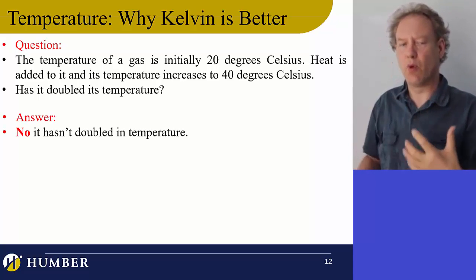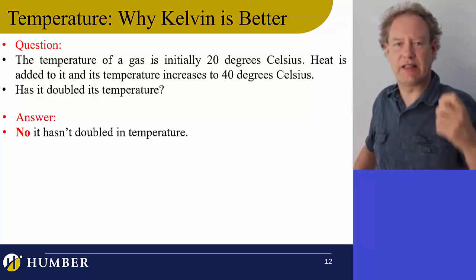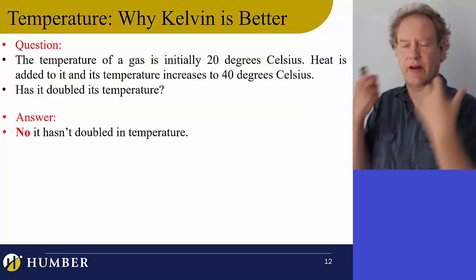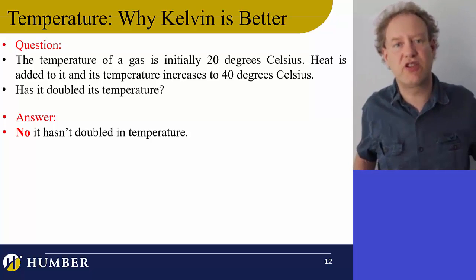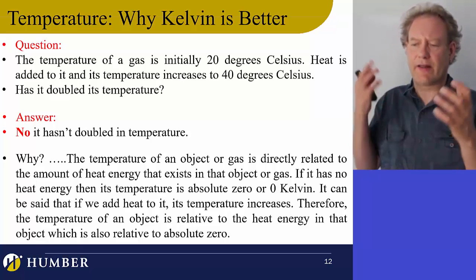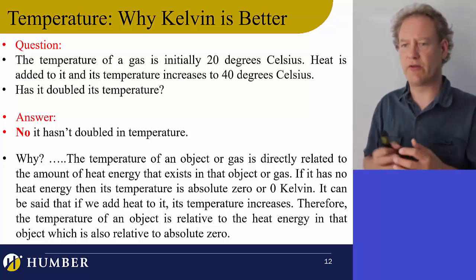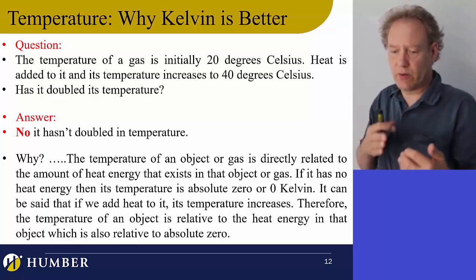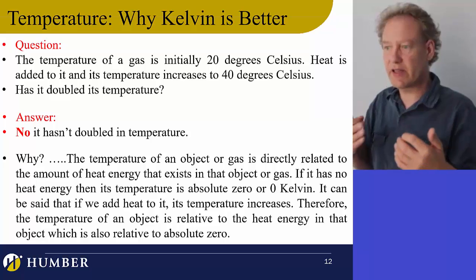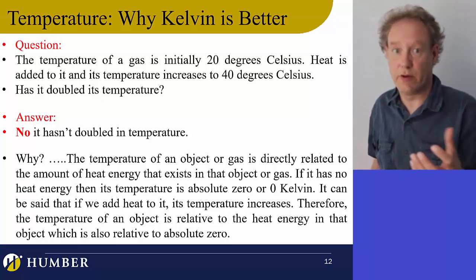We added more heat and the temperature went up a bit, but when we're actually doubling temperature, we're doubling the amount of heat in it, and that's relative to 0, or to no heat at all. The temperature of an object or a gas is directly related to the amount of heat energy that exists in that object. So if we say we're going to double the temperature, we're doubling the amount of heat. Then we have to ask, how much heat was in it in the first place? That's relative to absolute 0, where there's no heat energy.